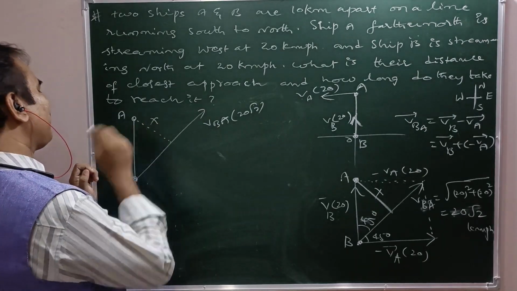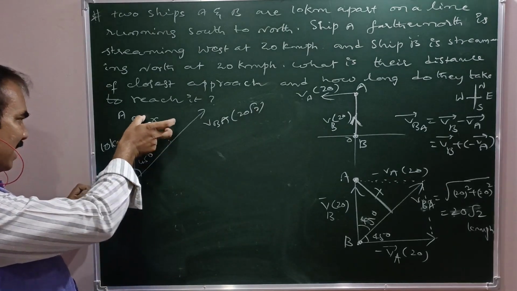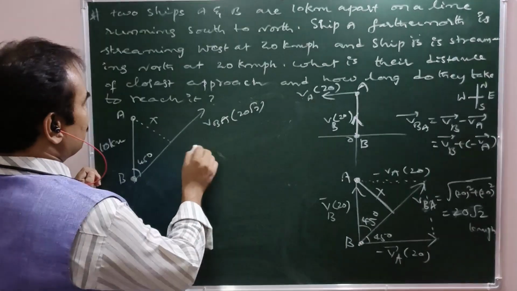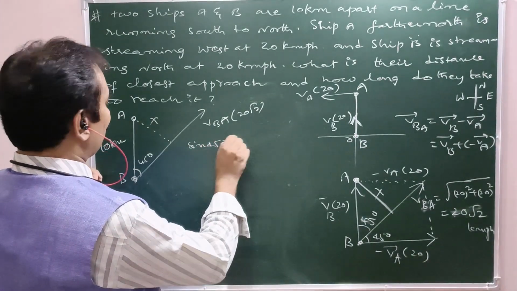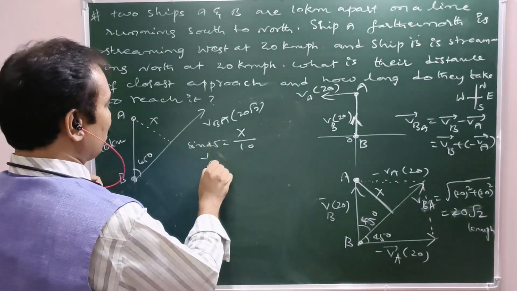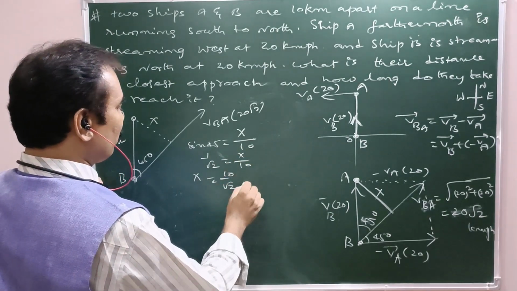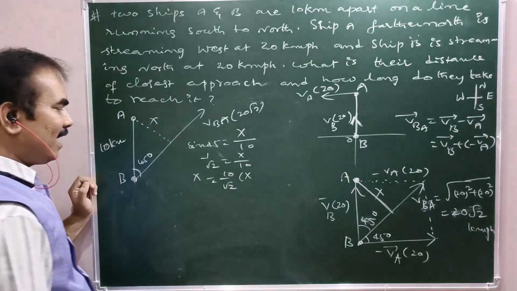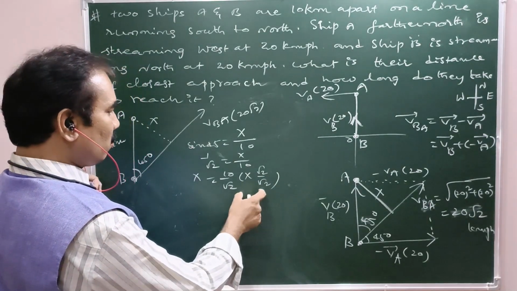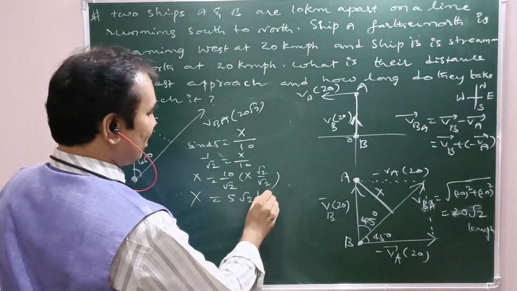So this is the distance of closest approach, x. This angle is 45 degrees. So sine 45 equals opposite side by hypotenuse, which is x by 10 km. 1 by root 2 equals x by 10. So x equals 10 by root 2. Multiplying and dividing by root 2, that is root 2 by root 2, root into root 2 means 2, and 10 by 2 means 5. So x equals 5 root 2 kilometers.